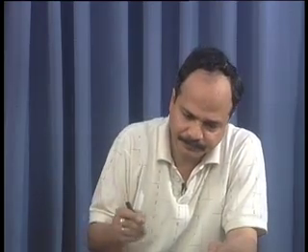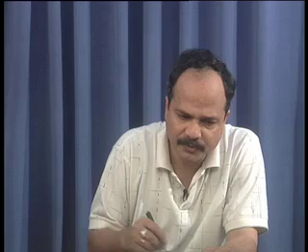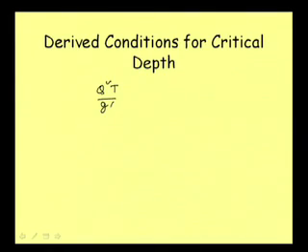But apart from this relation, we can derive some other conditions that can be used as an index for critical depth. For example, let me start with this one: Q squared T by g A cubed is equal to 1. This is our first condition, and from this condition we can rewrite it in a different way, because we know that A by T is written as the hydraulic depth D.